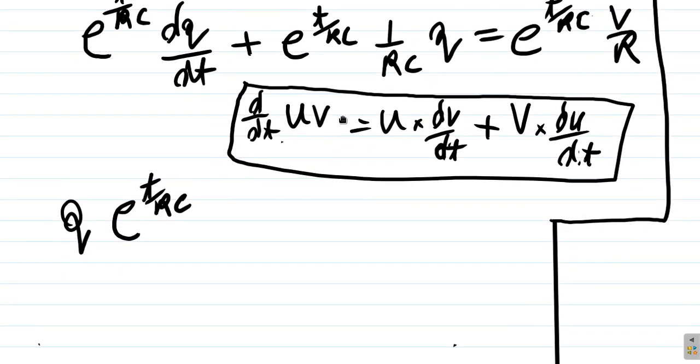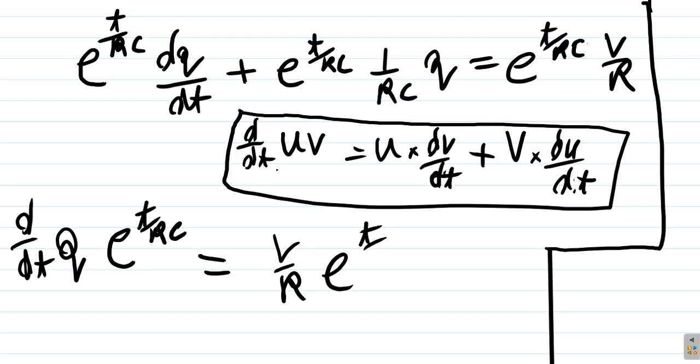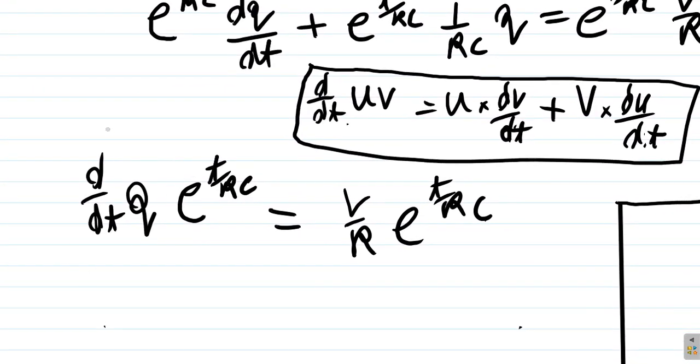Now we use the product rule and see that this is the result of differentiating a product. What is that product? We found that it was q times e to the t over RC. So it is the derivative with respect to t of this, and that's equal to V over R times e to the t over RC, and then we integrate both sides.